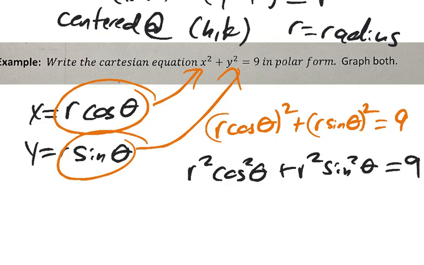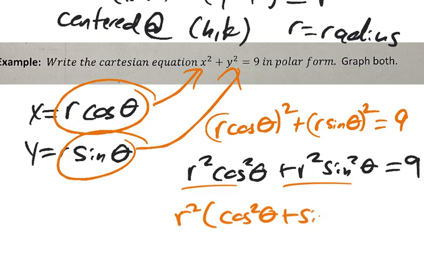All right. Now, if I factor this, I've got r squareds in both terms, so I have a GCF of r squared. So factor r squared out. If I factor r squared out, that's going to leave me with just cosine squared plus sine squared. That looks oddly familiar. 1. r squared equals 9.